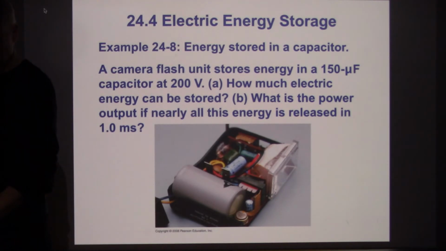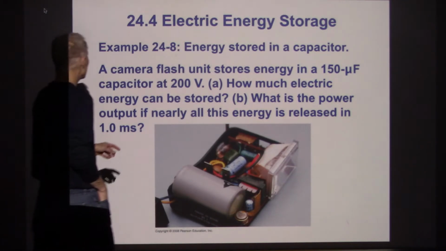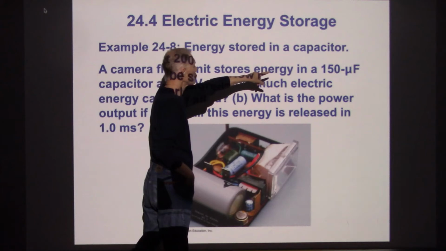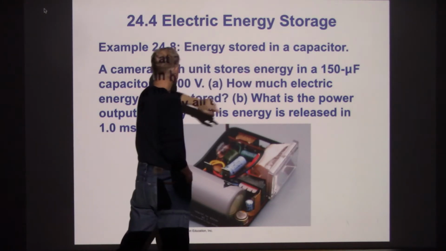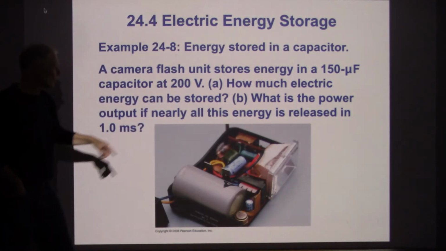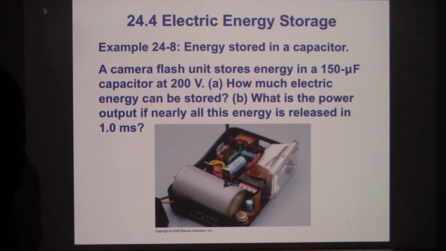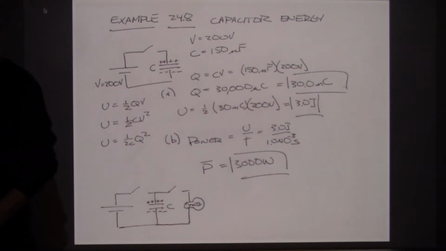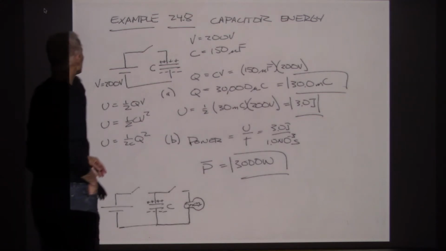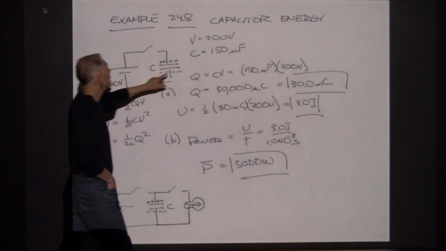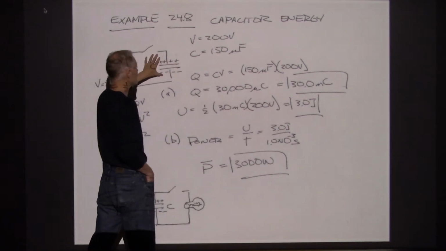So let's put the numbers in and see what it comes up with. It says that the camera flash unit is storing energy in a 150 microfarad capacitor. Ooh, but it's storing it at 200 volts. So there's some kind of voltage booster taking place here, some kind of transformer or something that's giving us a voltage boost. To calculate this, we can say, fine, it's 200 volts, don't go near that battery, and 150 microfarads of capacitance.